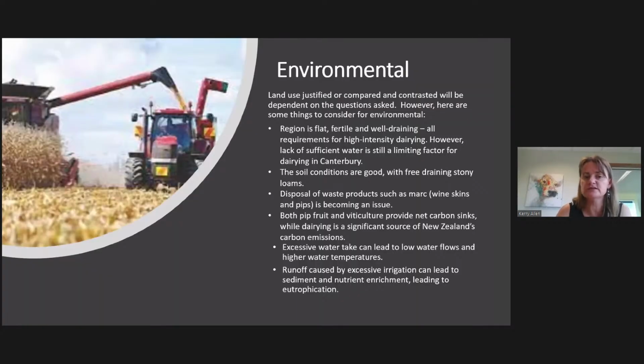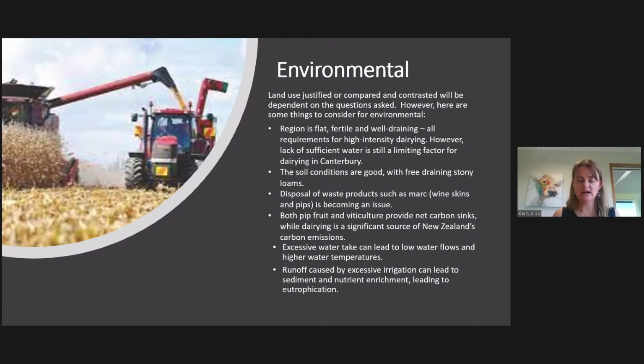Then environmental, same type of thing. You might be keeping that land use, or you might change to it because it has flat, fertile, well-draining soil. That the soil is really good for that particular production because it has good water supply. It could be that you are looking at disposal of waste products, so that's a negative and you need to be able to get rid of them.